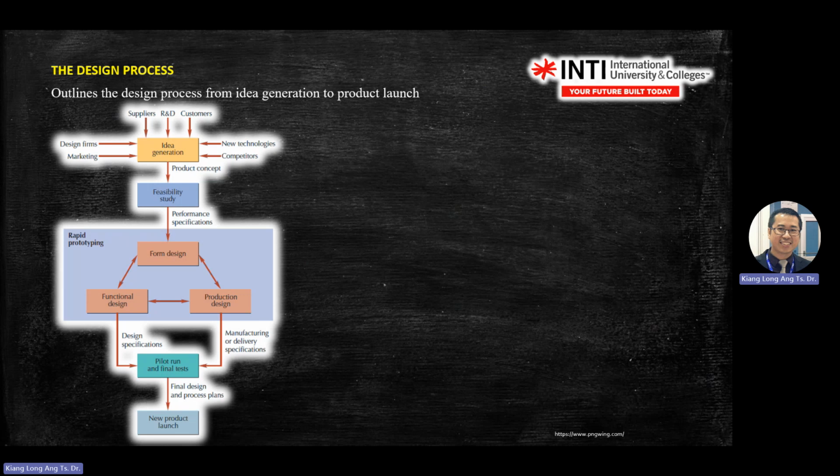Why? Because this chart answers CLO 4, learning outcome number 4. You need to know how to develop a project, a prototype. So there are five main processes. First one is idea generation. Second is feasibility studies. The third is rapid prototyping. The fourth is pilot run and final test. After the pilot run and pilot test is new product launch. This sequence will apply to your water rocket projects also.